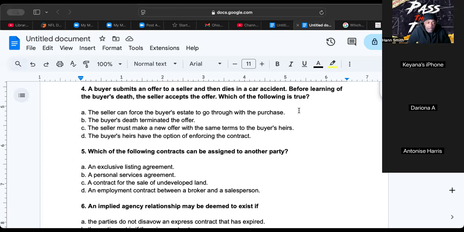Is it A, the seller can force the buyer's estate to go through with the purchase? B, the buyer's death terminates the offer. C, the seller must make a new offer with the same terms to the buyer's heirs. Or is it D, the buyer's heirs must have the option of enforcing the contract? I'm going to get rid of C.